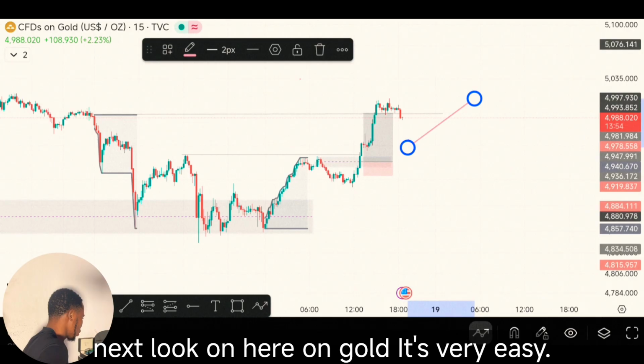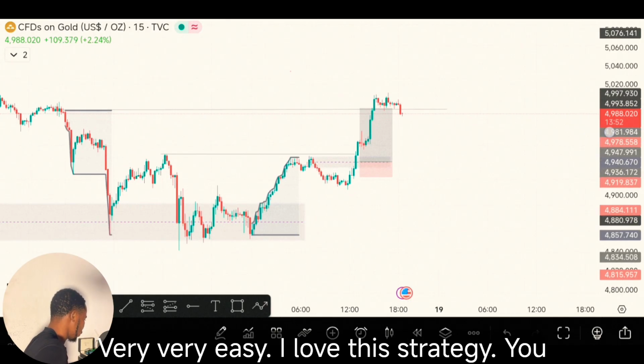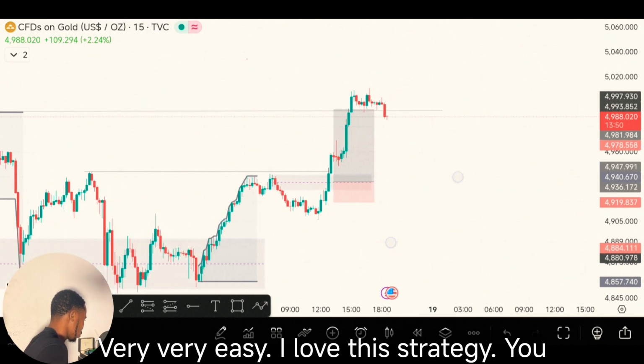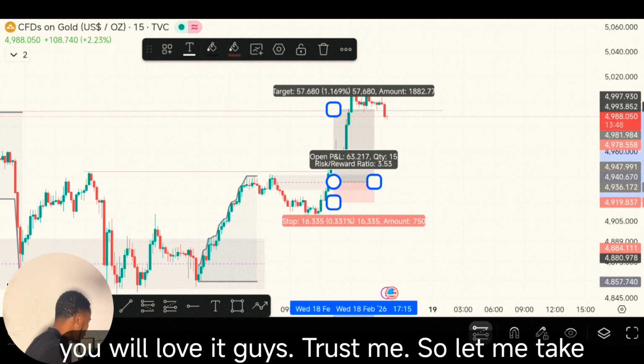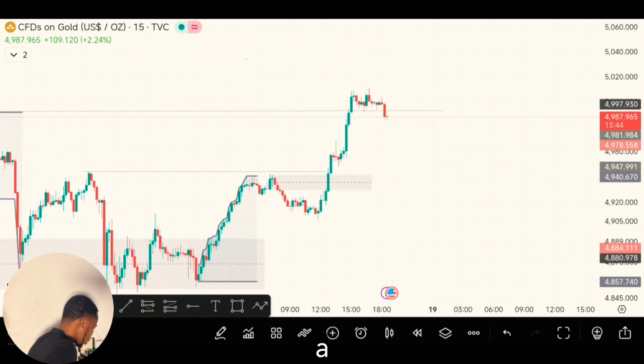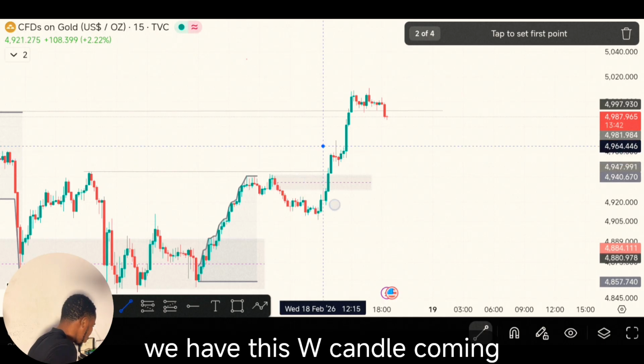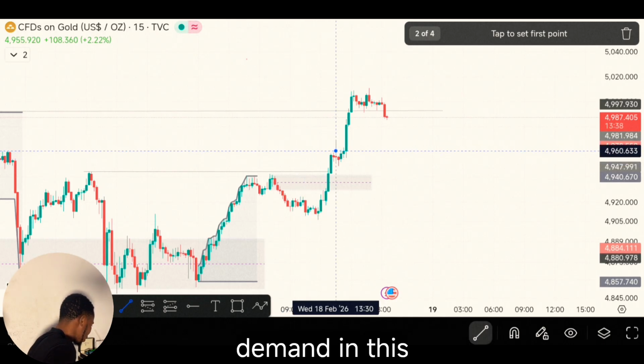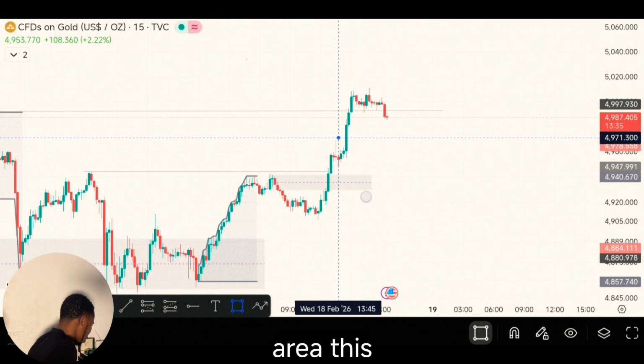So what is our next look at on gold? It's very easy, very easy. I love this strategy. You will love it, guys, trust me. So let me take this off so you see what's going to happen. We already have this wick candle coming from here. So we have a demand in this area, this zone.